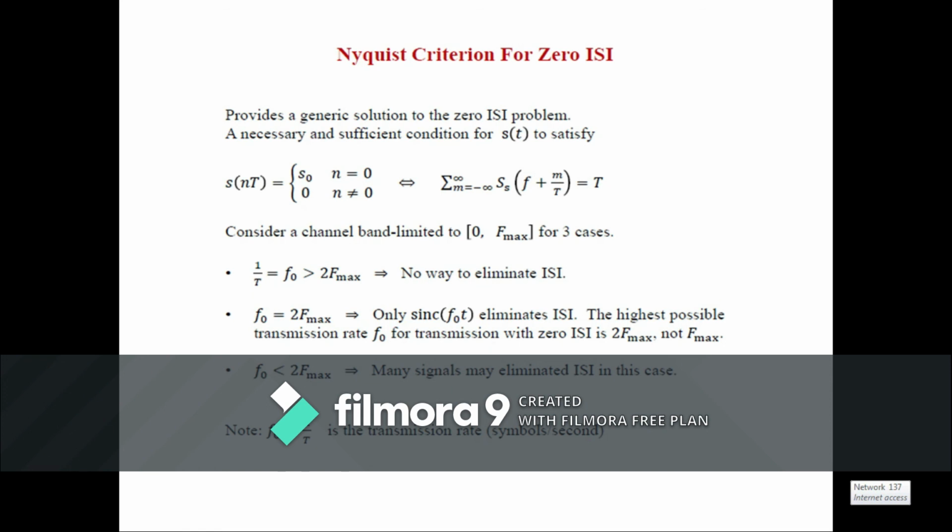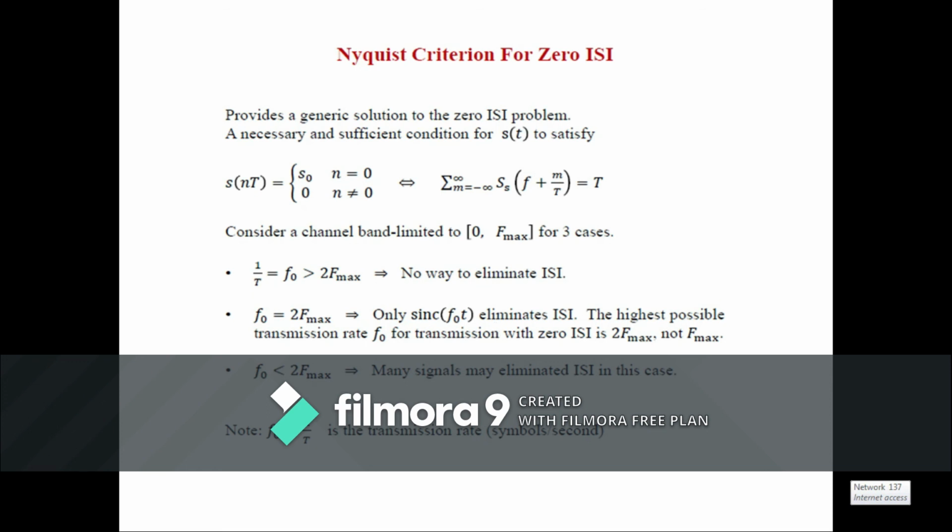Then the Nyquist criteria for zero inter symbol interference. For this case we have provided the generic solution to zero inter symbol interference, and here also there are three cases. The first case is that if your operating frequency is greater than twice the maximum frequency, there is no way to eliminate the inter symbol interference. To remove the inter symbol interference, some conditions have to be fulfilled. If f_0 is twice the maximum frequency, then we have eliminated the inter symbol interference.